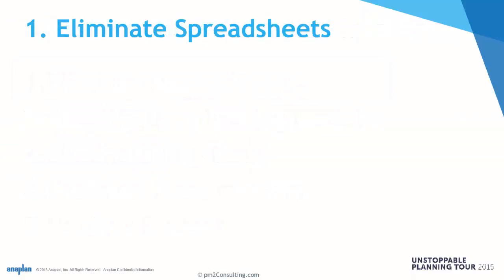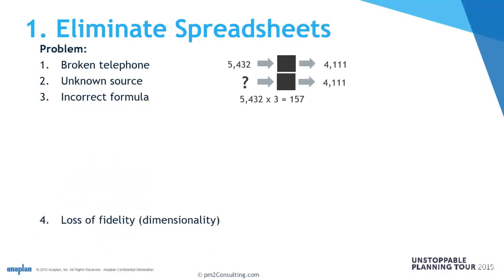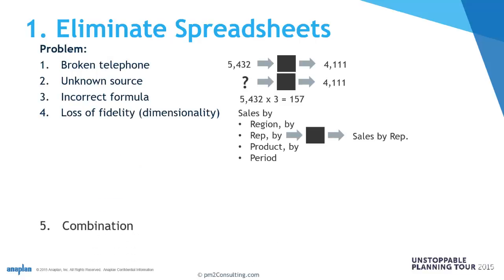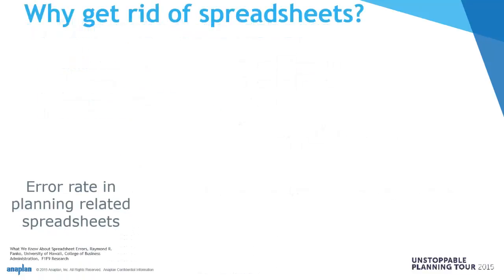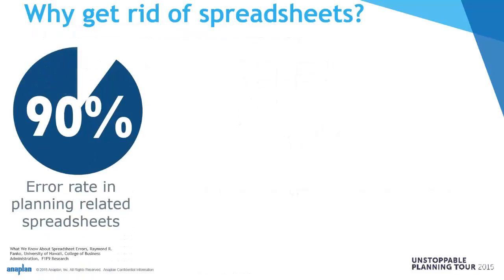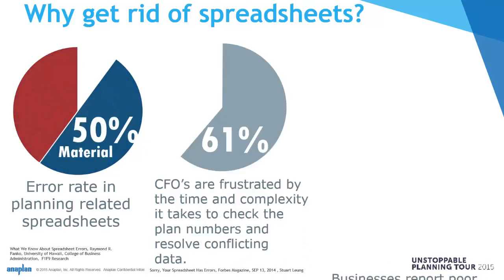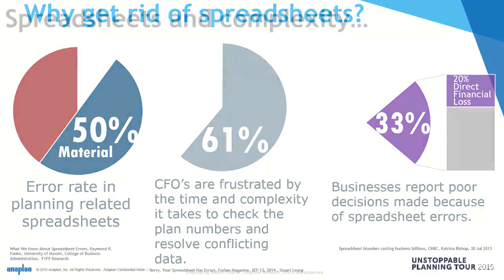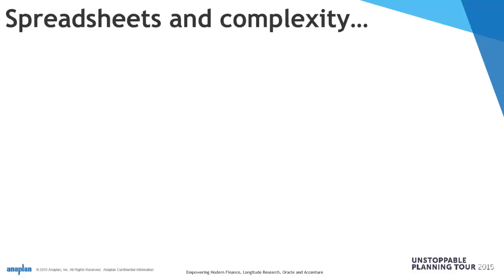So for eliminate spreadsheets, again, we go through the standard problem definition and walk through what the statistics involved with spreadsheets are and why they cause so many problems in the planning process. And then we've changed this section. One of the questions is to begin explaining how Anaplan deals with each of these 5 agile points. So in this case, spreadsheets and complexity.